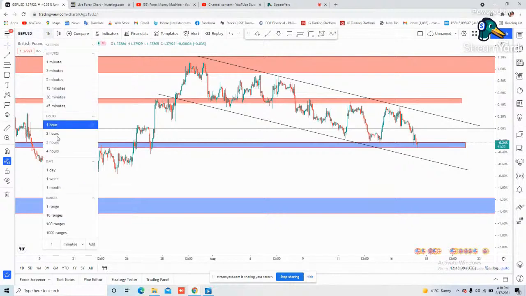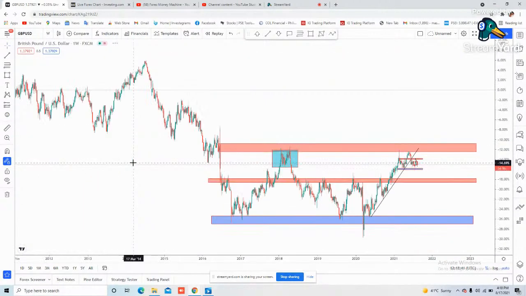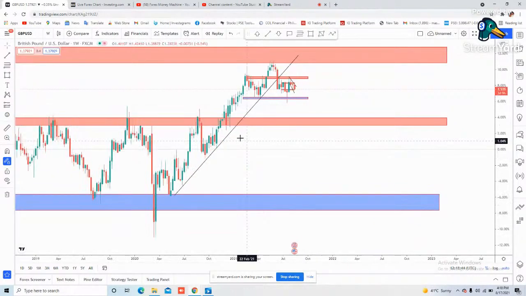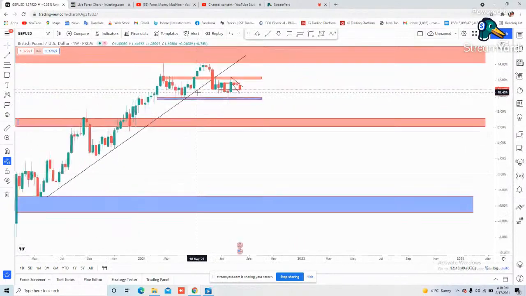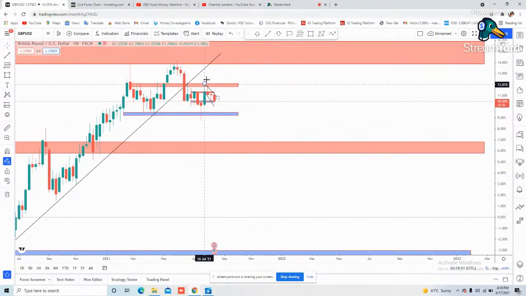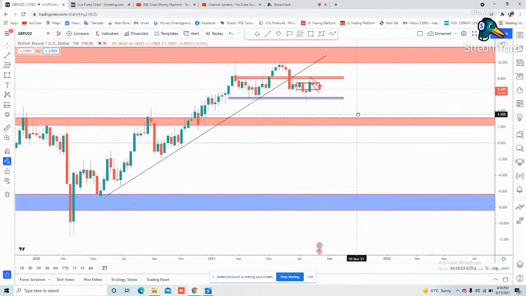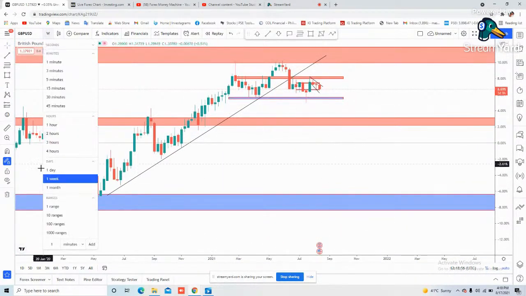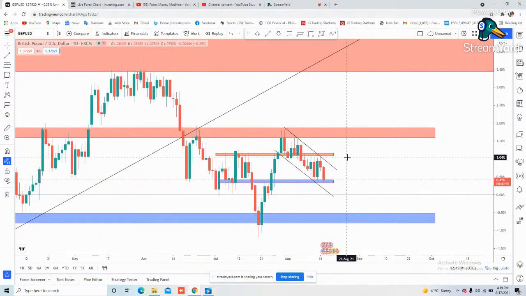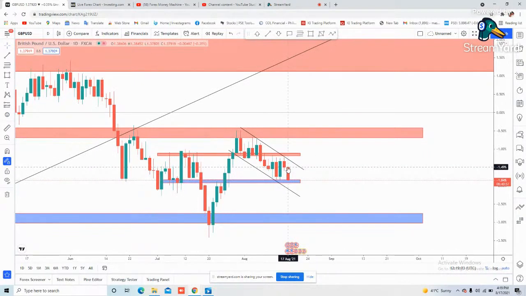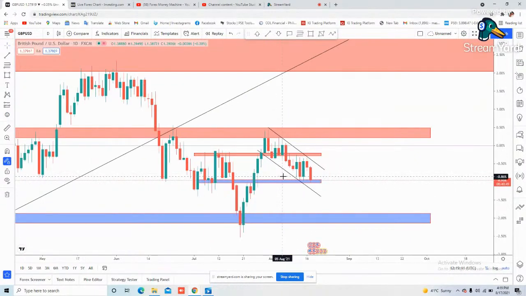Here is the GBP USD. Check the weekly. So here is the weekly chart. It is in the channel. Price going down. It's not too clear. Check the daily. Yes, here there's a clarification. You see this bearish candle, big candle approaching the resistance. It needs to break the resistance.